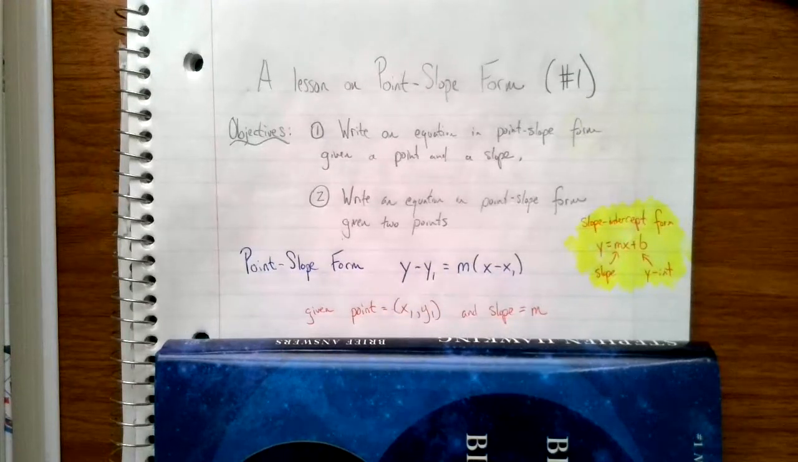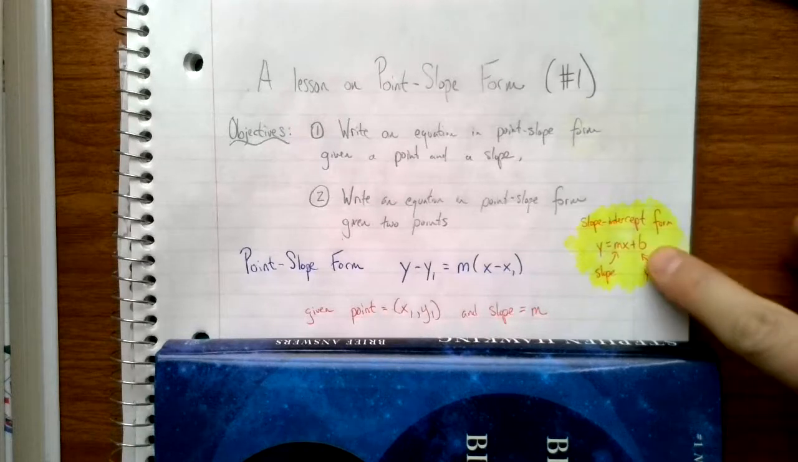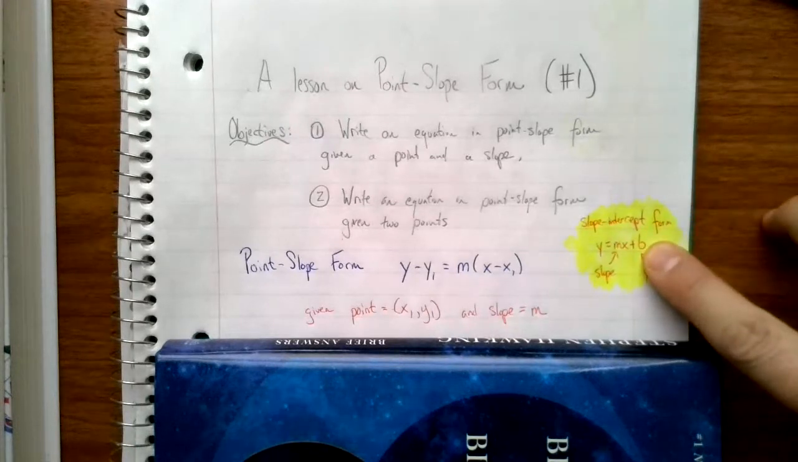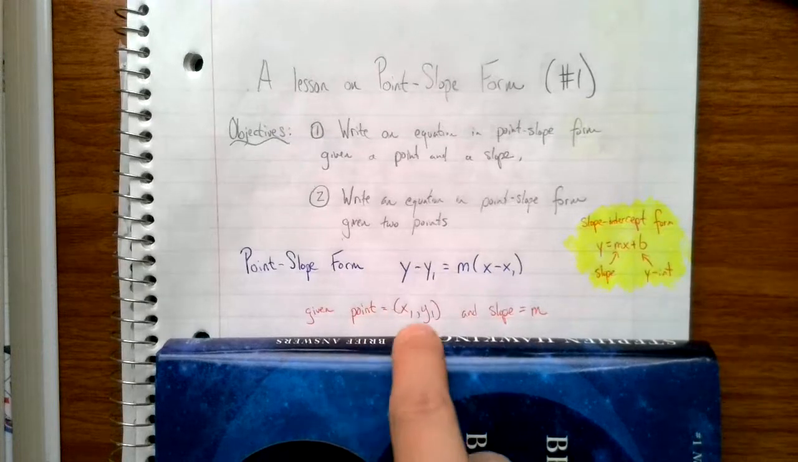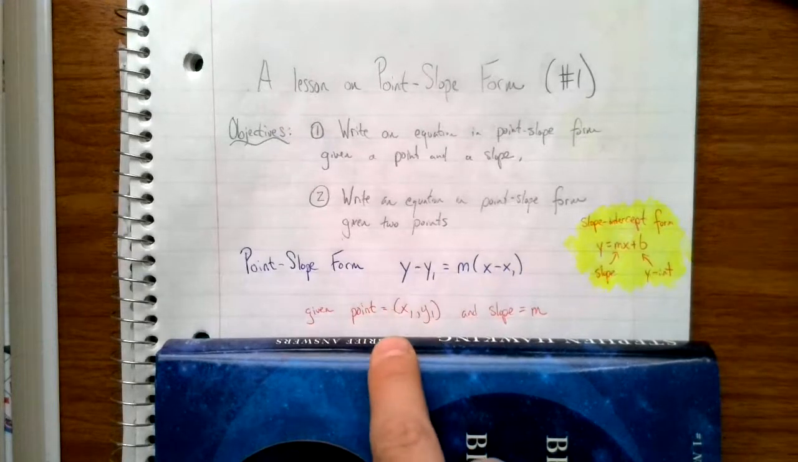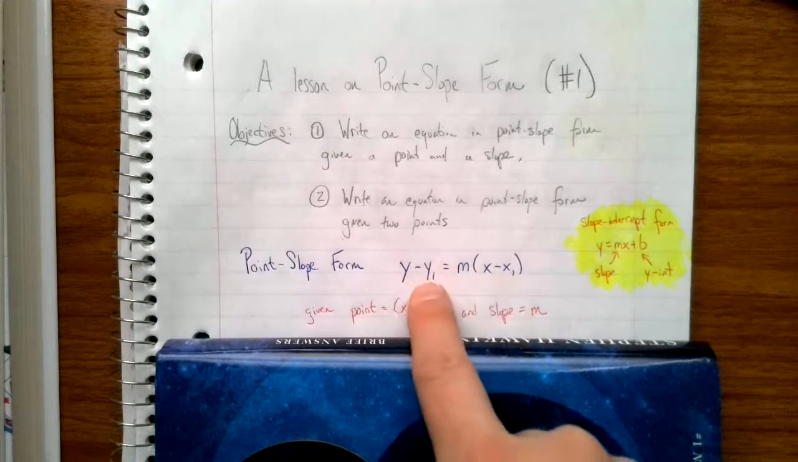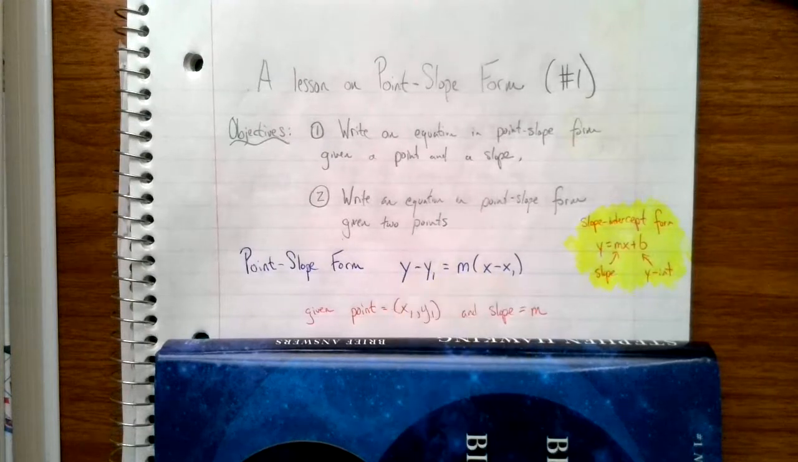M is still slope. So I think what you'll find is that ultimately this is a little bit easier to use than slope-intercept form because typically we needed to do some work to figure out what the y-intercept was for slope-intercept form. And what you're going to see here is that as long as we have any point on the line, we're going to be able to just directly plug it into this equation here.